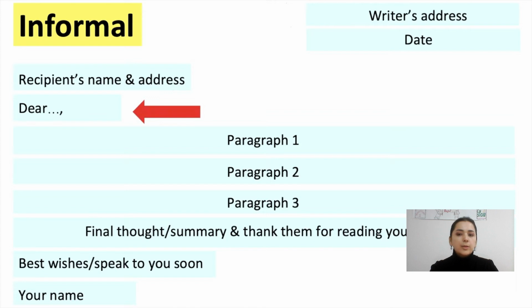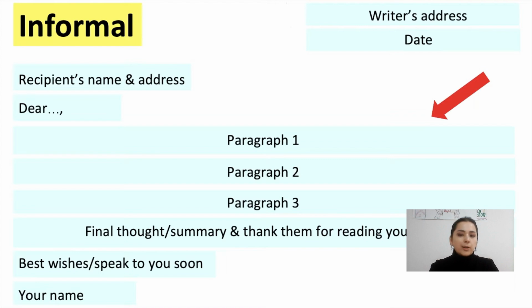So we start always with a greeting and then the opening. Then you begin to give your reasons for writing or provide information. It's important to use paragraphs. The paragraphs can be used to talk about each point. So the first paragraph can be used to talk about the first point, the second paragraph can be used to talk about the second point, and etc.